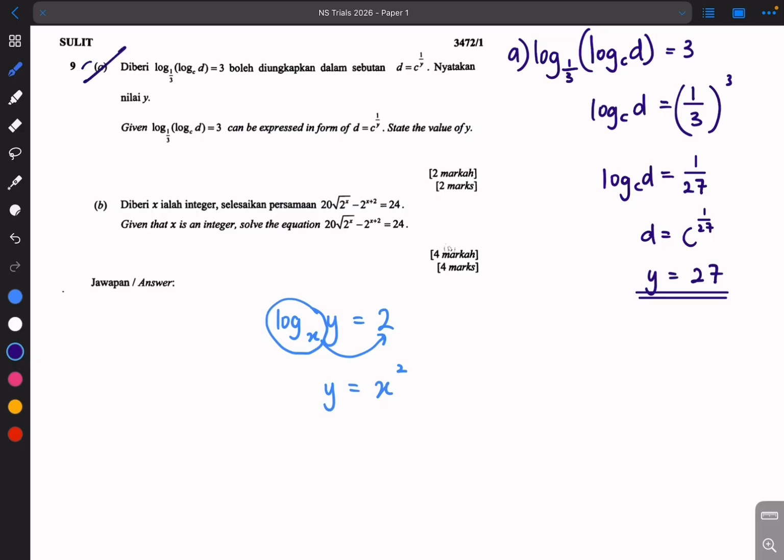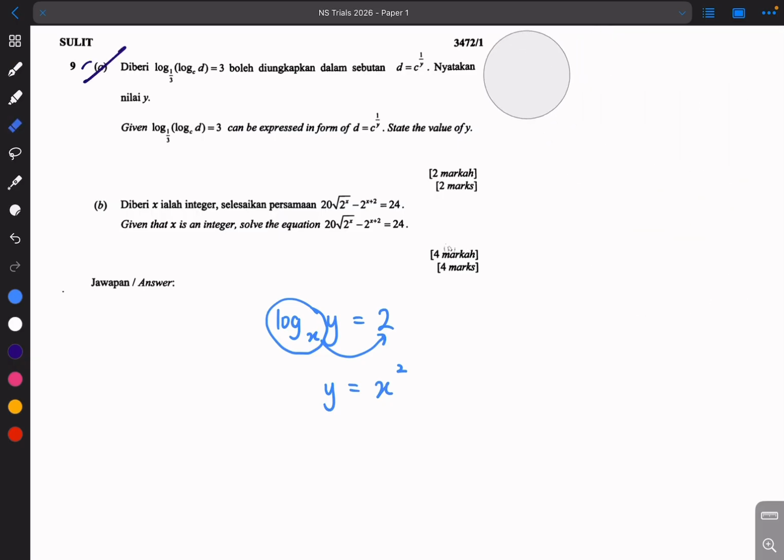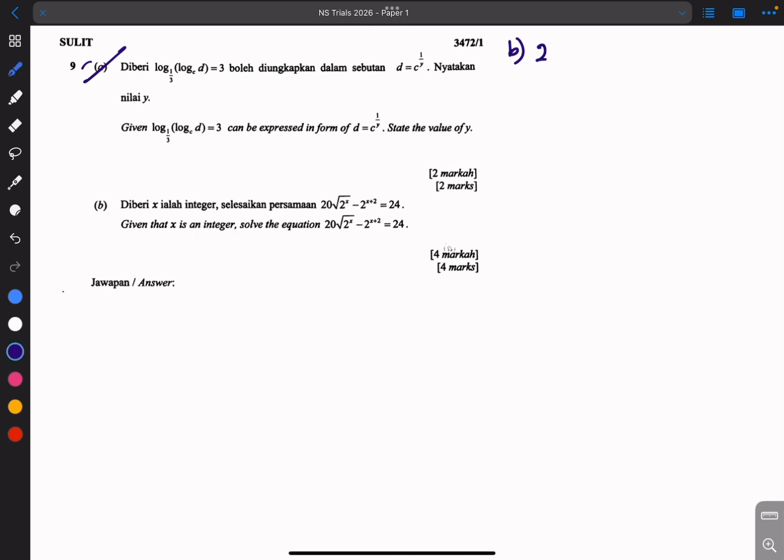Okay, now let's try B. No, B is 4 marks. Wow, I think this will be a bit longer. Given x is an integer, solve the equation. Okay, so let's write down the equation first. 20 square root of 2 to the power of x, minus 2 to the power of x plus 2, equals 24.